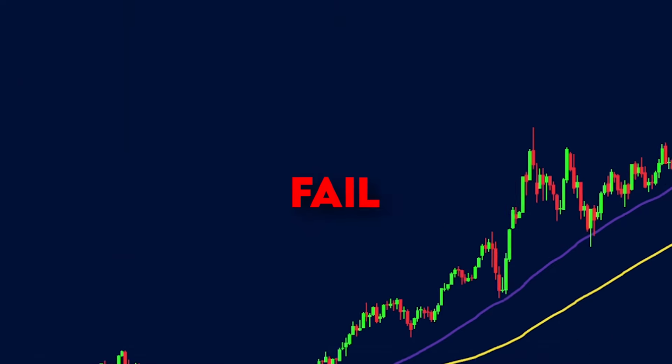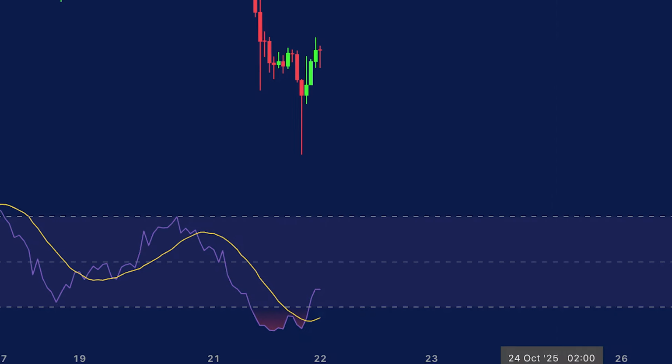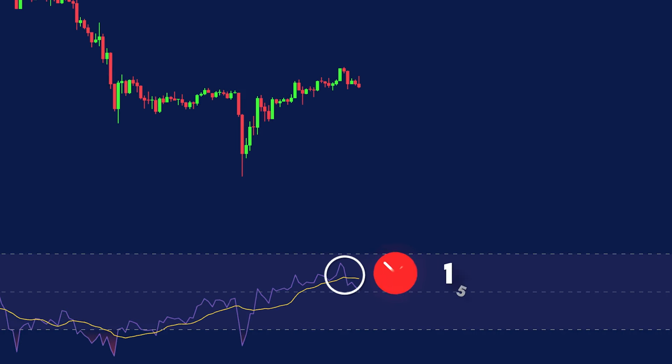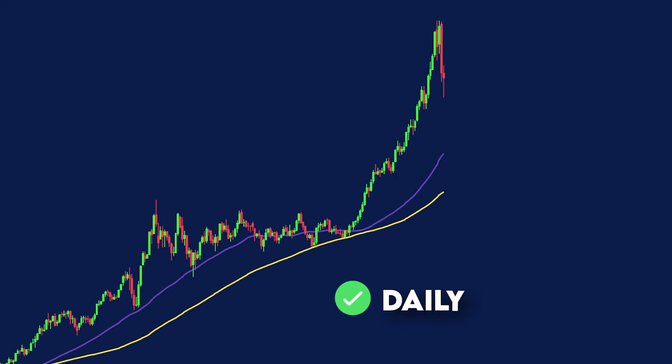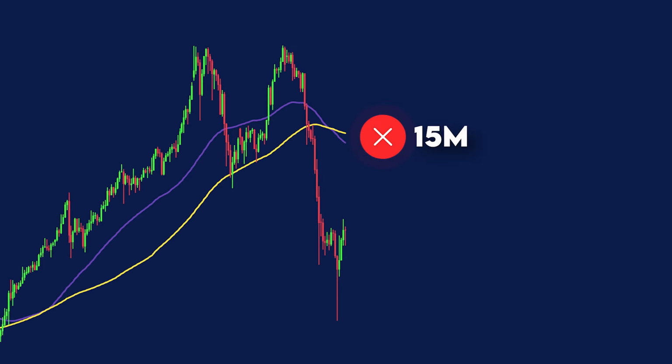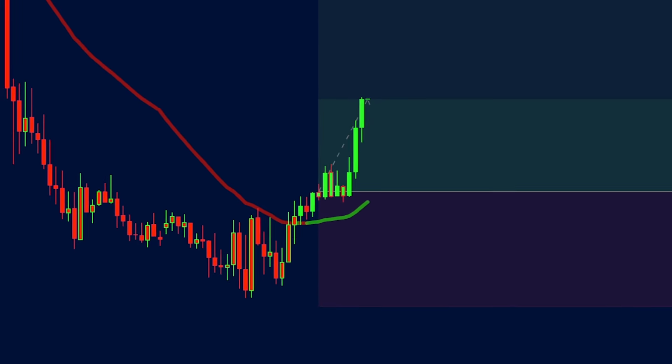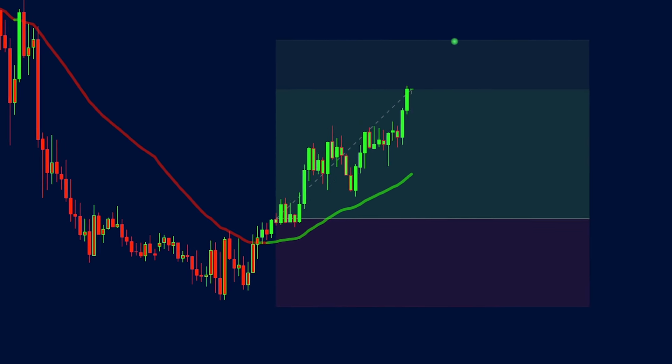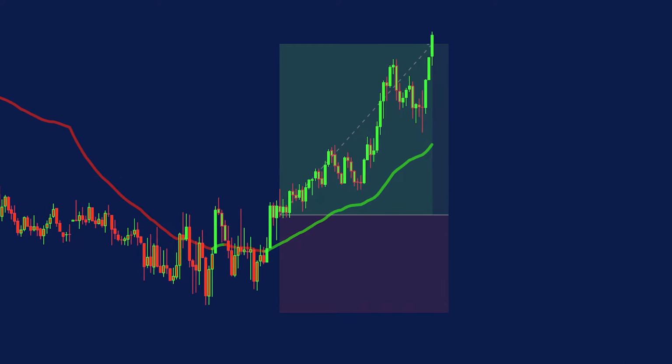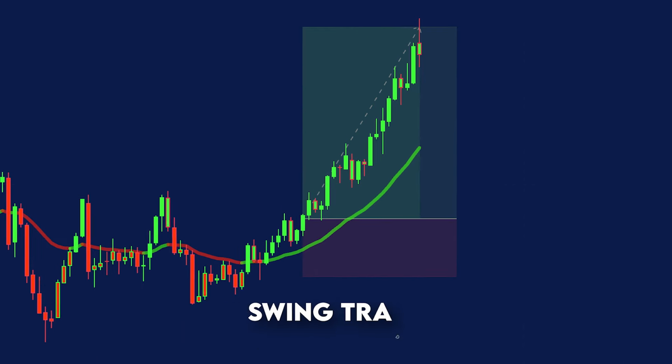Most indicators fail the moment you change timeframes. RSI works on the 1 hour, but gives false signals on the 15-minute. Moving averages look great on the daily, but whipsaw you to death on lower timeframes. And that's exactly why you need to see this institutional-grade filter that adapts automatically to any timeframe, giving you the same precision whether you're scalping the 5-minute or swing trading the daily.